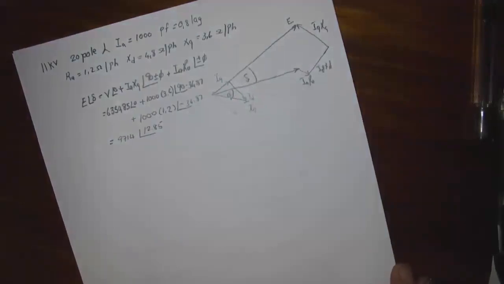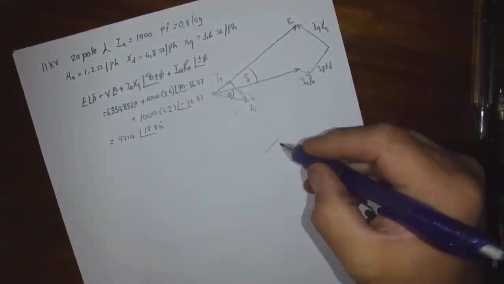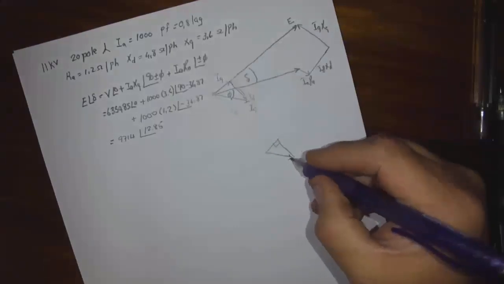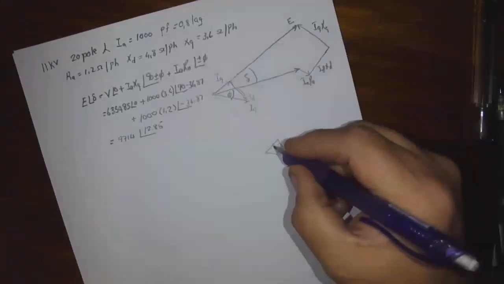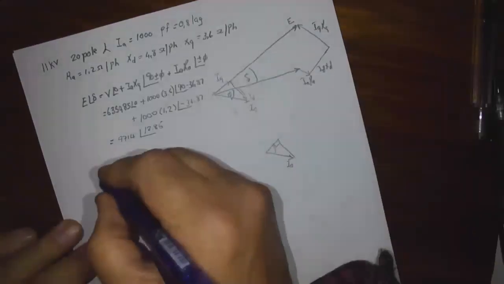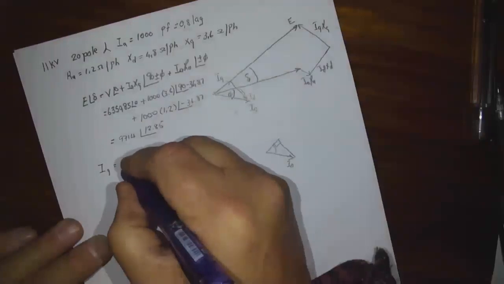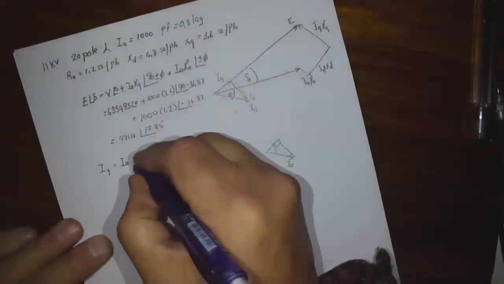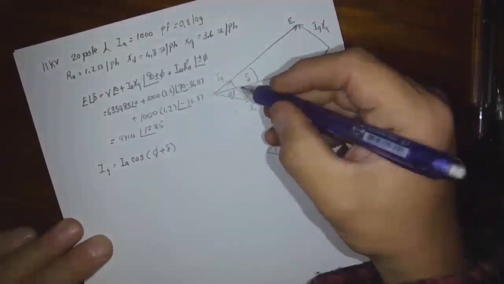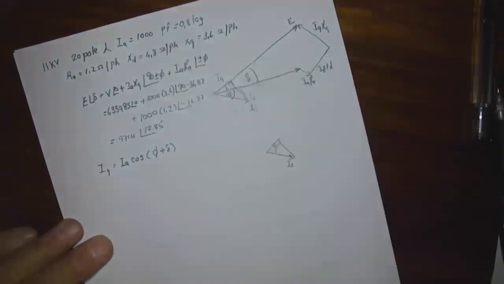Okay, now can you see this is a right angle triangle? Let's do it that way. There's our 90 degrees, there's IA, and that is our angle. So IA cos, therefore IQ is equal to IA cos of phi plus delta. Can you see that's why that angle there is phi plus delta?